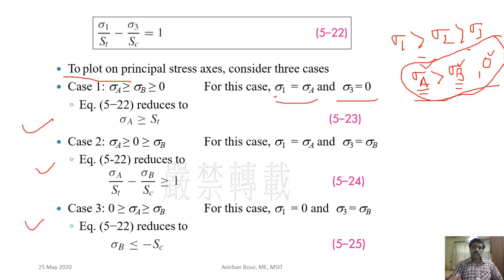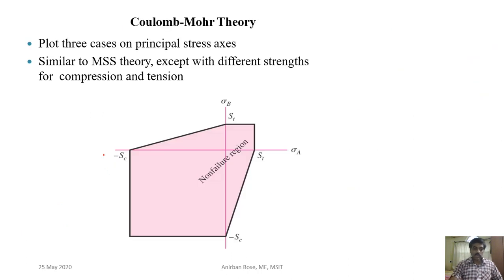Now depending upon whether both are positive, both are negative, or one is positive and the other negative, accordingly sigma 1, sigma 2, sigma 3 will change. So you just put those values and you will get these relations. Now if you plot in the sigma A, sigma B axis for the plane stress situation, this is for case 1, this is for case 2, and this is for case 3. If sigma B is greater than sigma A, then you get the other 3 cases. Here you see this is the safe region, outside is unsafe.